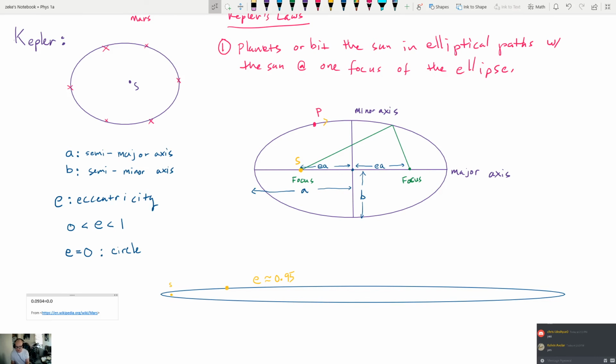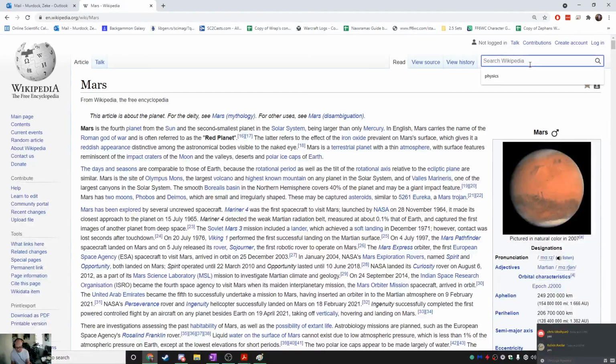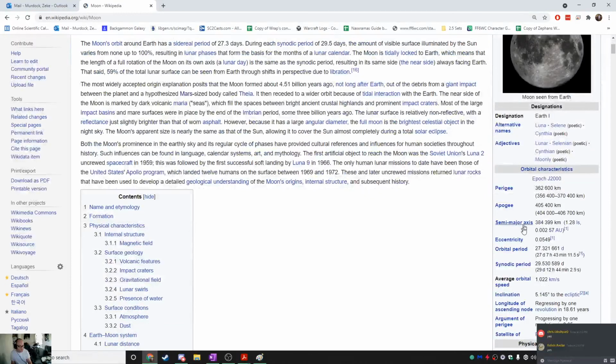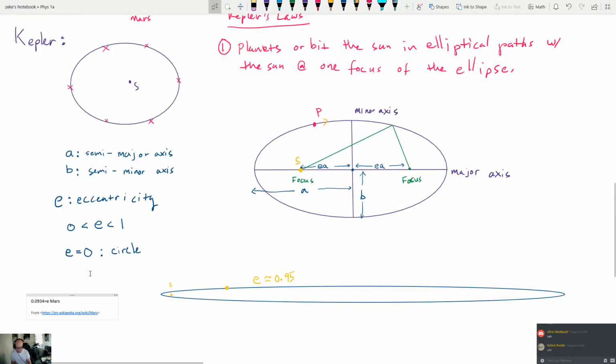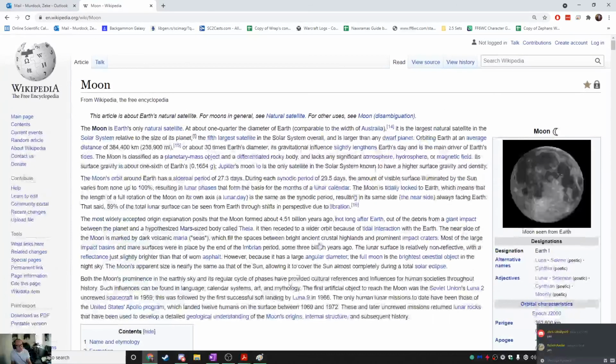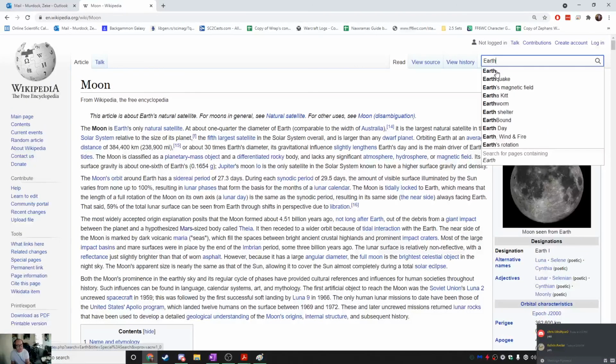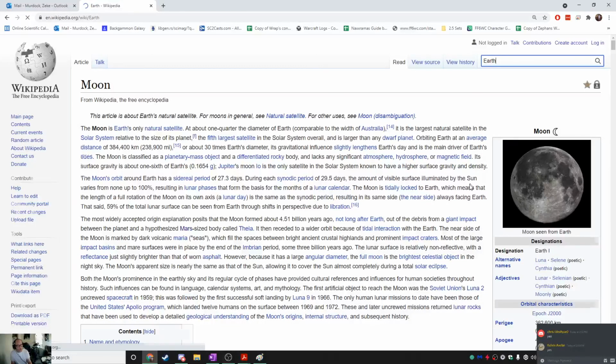Oops, why did it do that? E, there we go. So this is for Mars, and I want to find what it is for the Moon and for Earth, because it's very interesting when you look at the Earth and Moon. So this is the Moon. And then we're going to look at the Earth. And I guess we'll throw a comet in there too, just to get an idea.